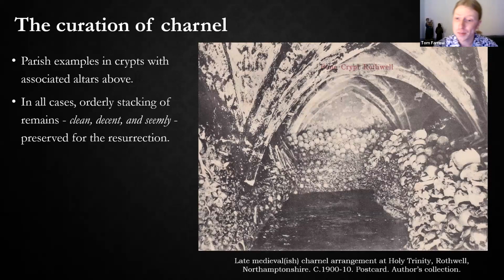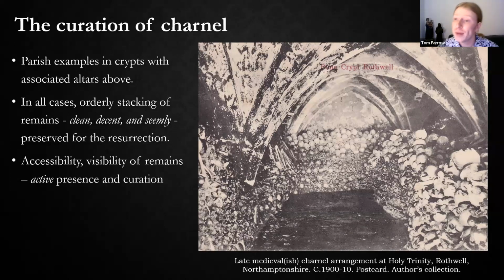And on the right here is an example of a late medieval-ish charnel deposit, which is extant. This collection still exists beneath the Church of Holy Trinity in Rothwell, Northamptonshire. It has since been rearranged for conservation purposes in the early 20th century, but this picture shows us what it was like before that happened. And this is not a fossilized late medieval charnel deposit. There are numerous post-medieval accounts of stacks sinking or collapsing or falling down and being restacked, but it's been curated and recurated in kind. So this gives us an idea of what the interior of these spaces most likely looked like.